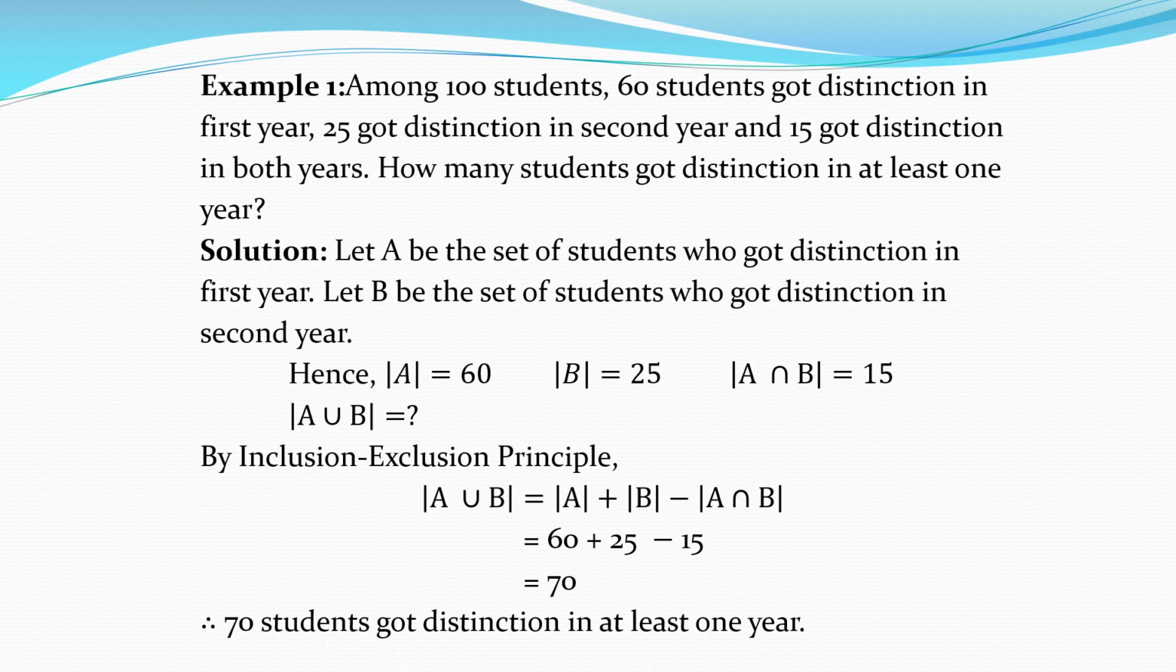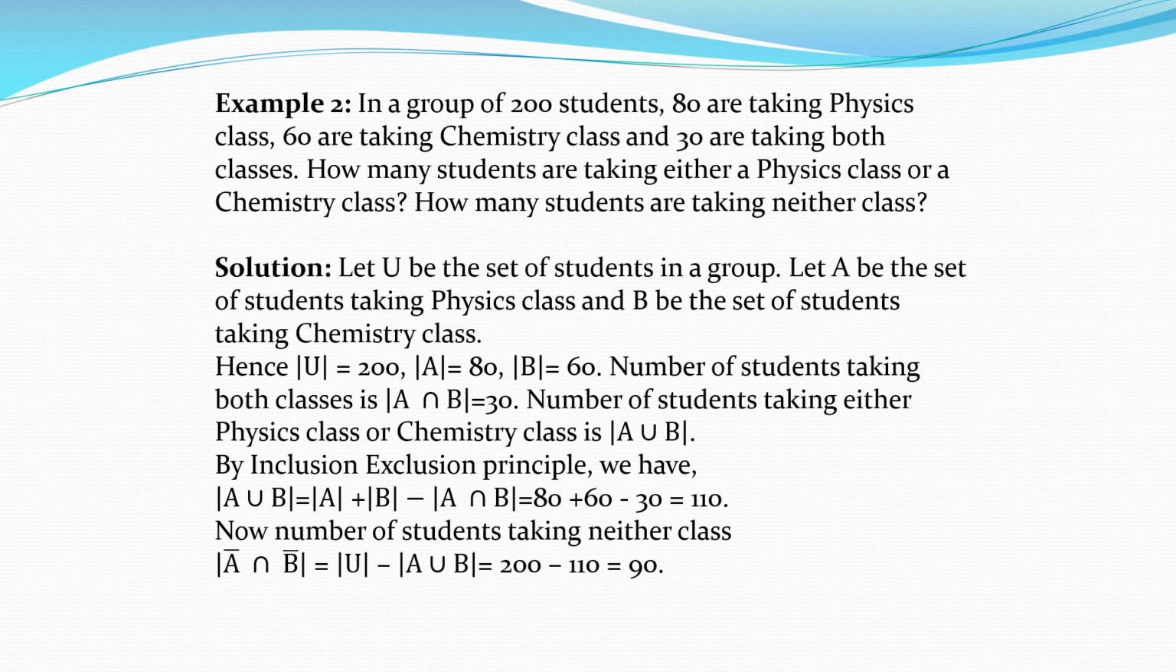So, the main thing is that you should define the sets properly and then decide whether you want the cardinality of union, intersection, complement, etc. Now, second example. In a group of 200 students, 80 are taking physics class, 60 are taking chemistry class, and 30 are taking both classes. How many students are taking either a physics class or a chemistry class? How many students are taking neither class?